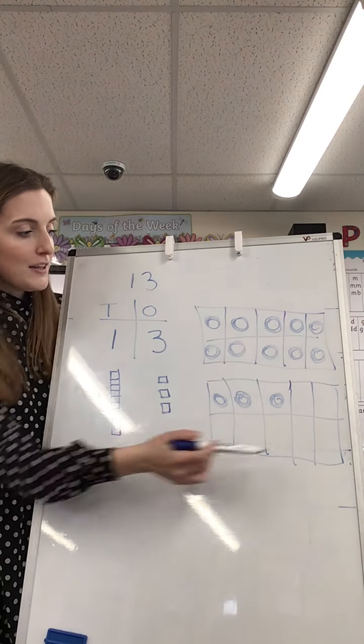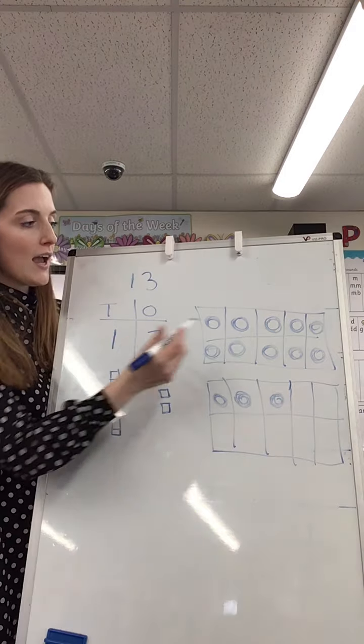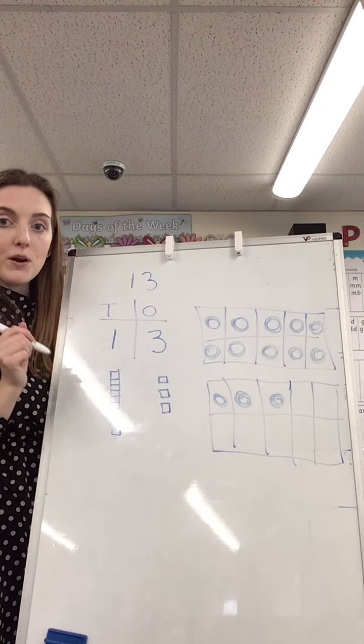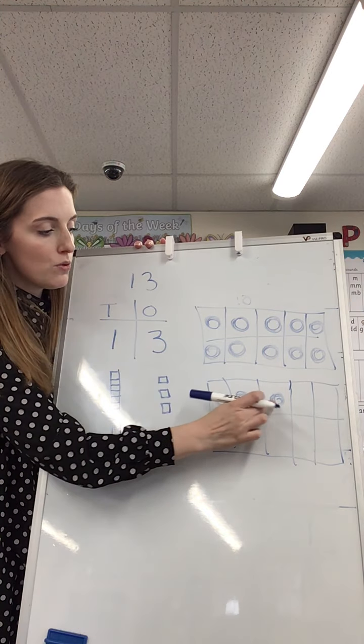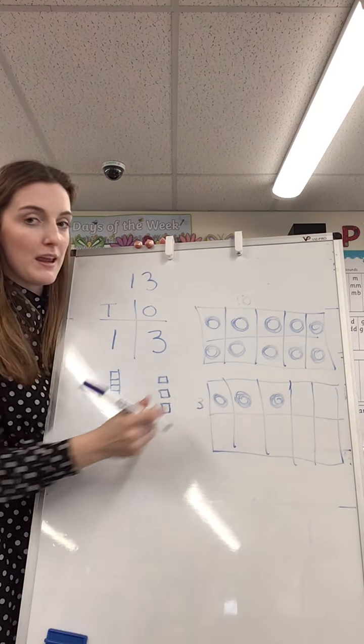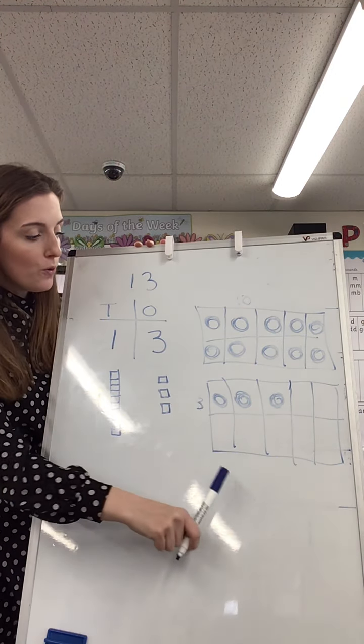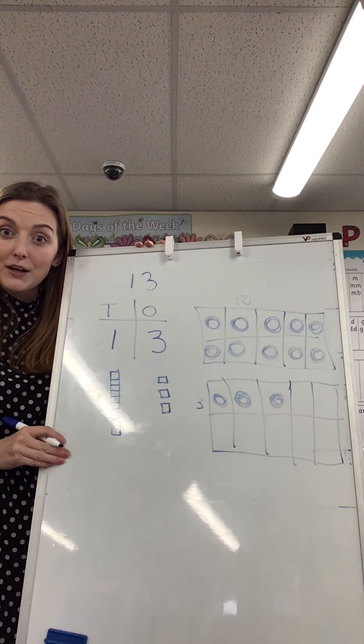Now we've got 13 in our tens frames, so I can just check. So I've definitely got 10 there because my 10s frame is full. So I've got 10 there. And then I've got 1, 2, 3. So 10 and 3, we've got 13. So look at all these different ways that we've shown the number 13.